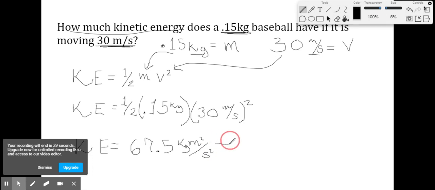So we come up with a little shortcut for that, and that is 67.5. We're just going to call that unit J for joule. Joule. And that is our unit for energy.